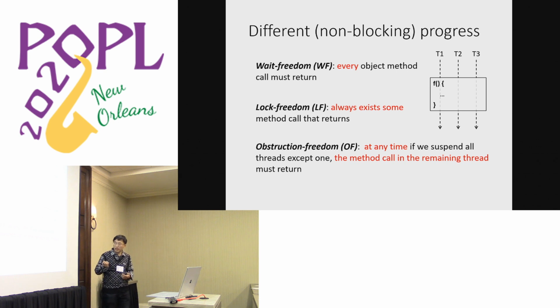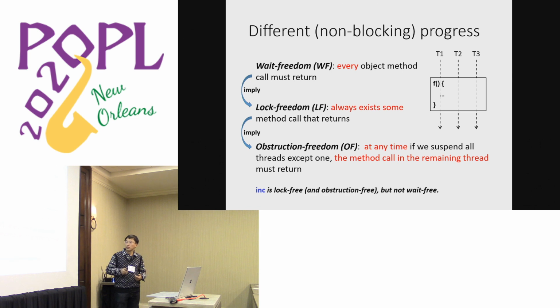It says at any time we suspend all threads except one, then the method call in the remaining thread must always return. Okay, and we know that from this definition, wait freedom actually is stronger than lock freedom, and lock freedom is stronger than obstruction freedom. And so the increment example is, we know, lock free and obstruction free, but it's not wait free.